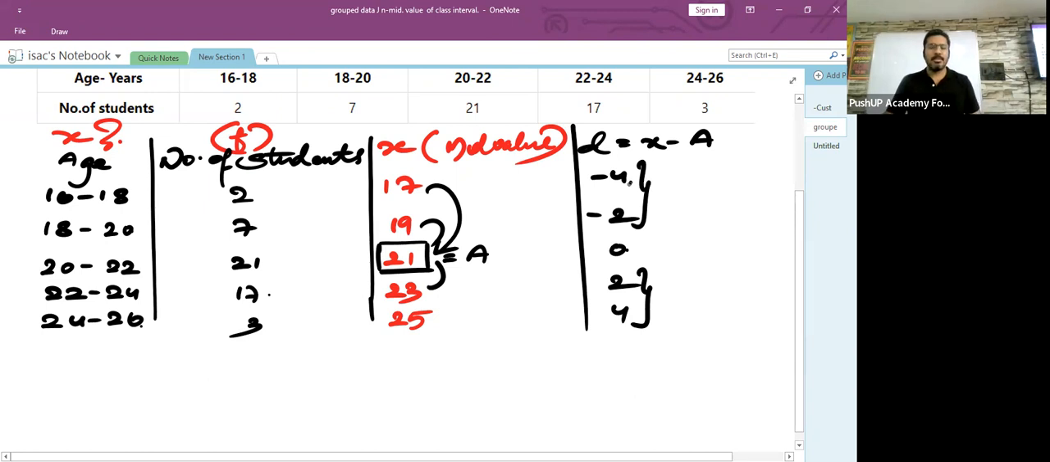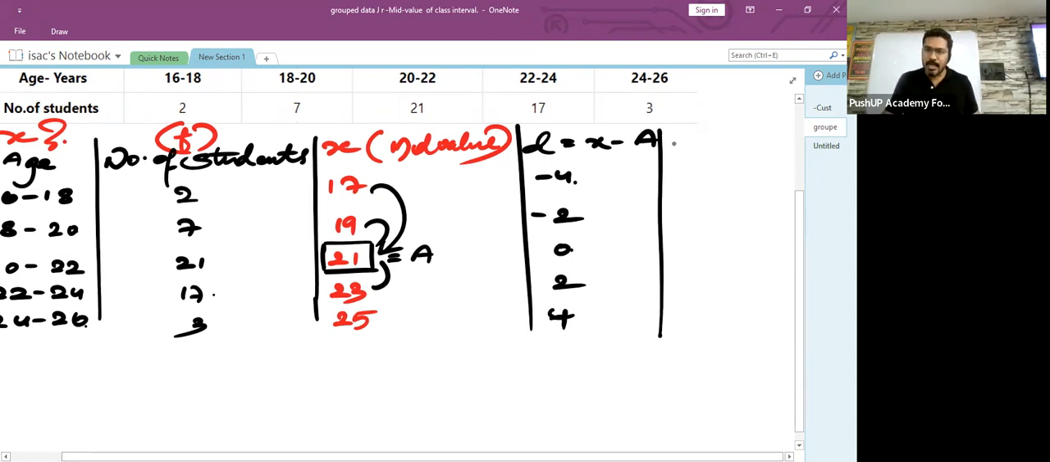Not here, children. Here we are not supposed to do anything. Let us create the column for f into d, because we have to do sigma f into d, isn't it? Not sigma d. Sorry, children, my mistake.